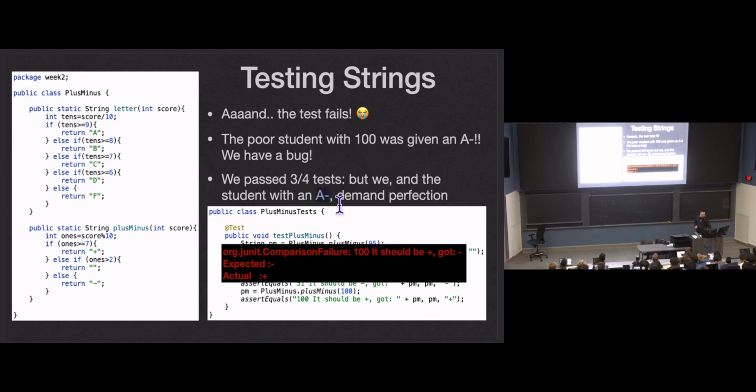And this is where we, and certainly this student, are going to demand perfection. We have to pass every single test case. If we have a bug somewhere in our code and everybody with 100 in our course gets an A-, it's a pretty damn big bug.